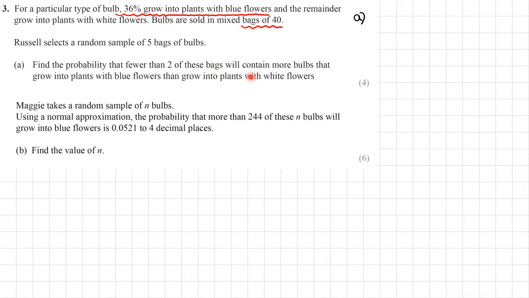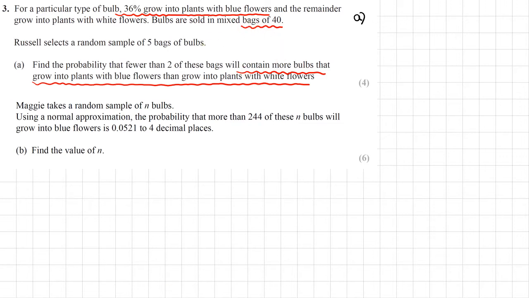And then in the question, in a single bag, what Russell wants is that more bulbs grow into plants with blue flowers than grow into plants with white flowers. So let me start with that information first. What's going on in a single bag?